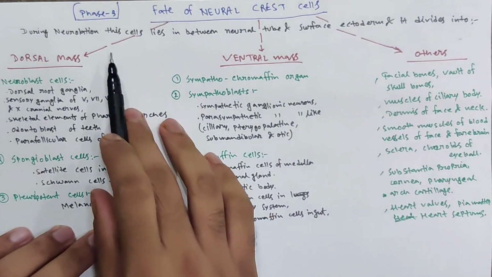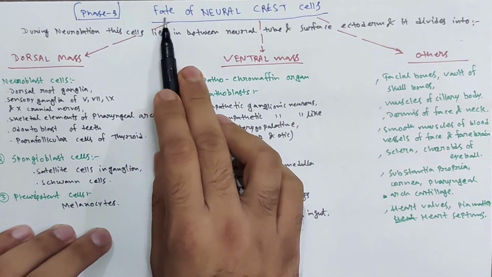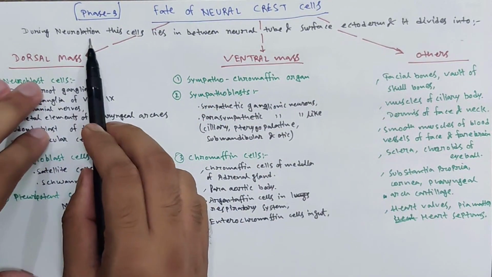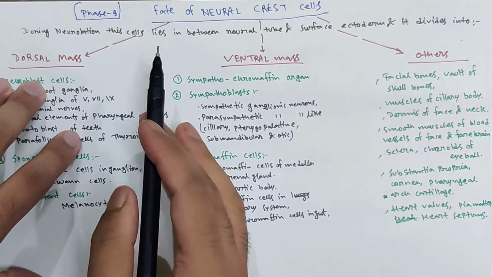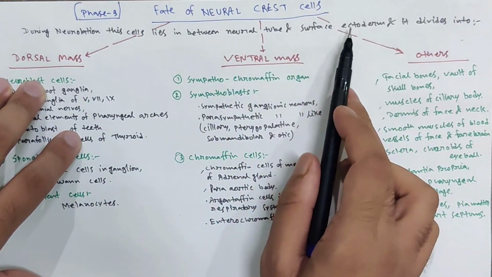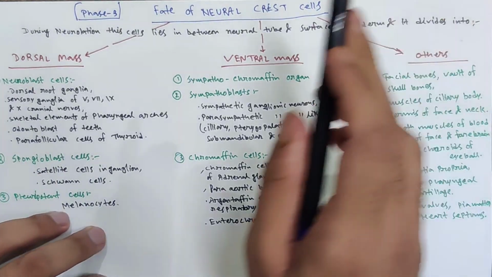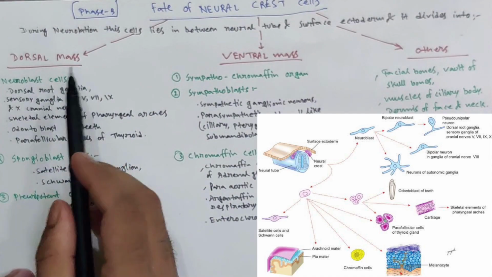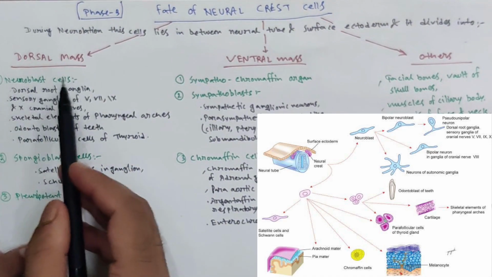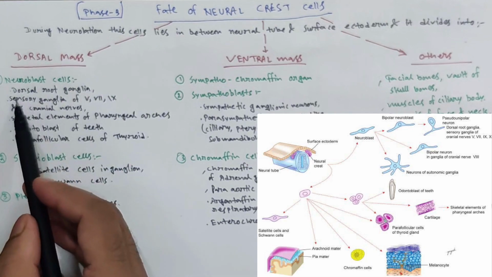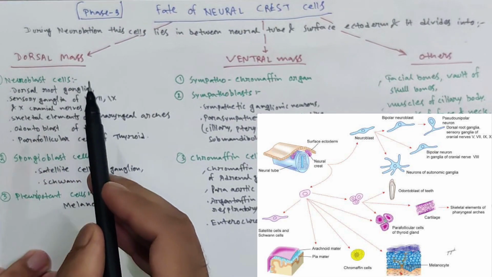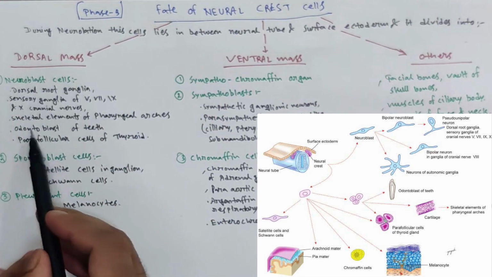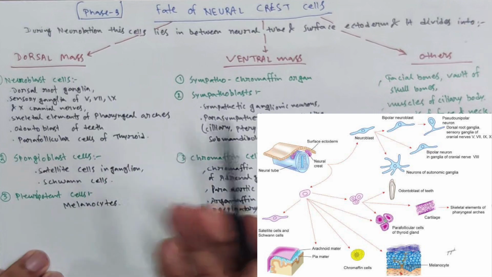Now phase 3. In phase 3 you have to know the fate of the neural crest cells. Okay. What happens to these cells? During neurulation, the specialized cells present in between the neural tube and the surface ectoderm. Okay. And it divides into dorsal mass, ventral mass and others. Now the dorsal mass forms the neuroblast cells. These neuroblast cells form the dorsal root ganglia, sensory ganglia of the trigeminal nerve, facial nerve, glossopharyngeal nerve and vagus nerve, skeletal elements of the pharyngeal arches, odontoblasts of teeth, parafollicular cells of the thyroid gland.